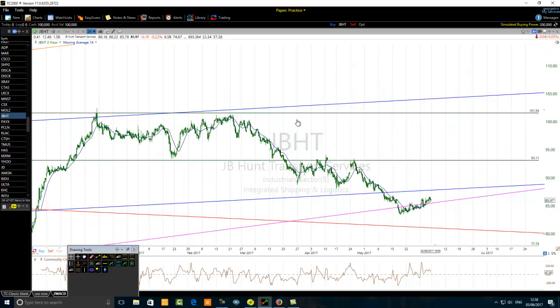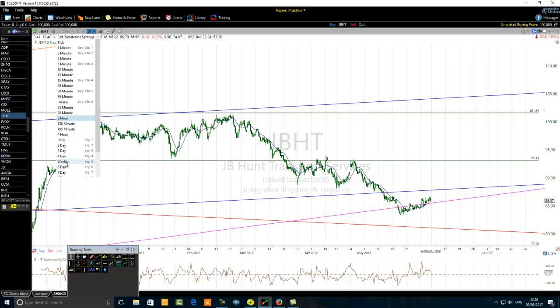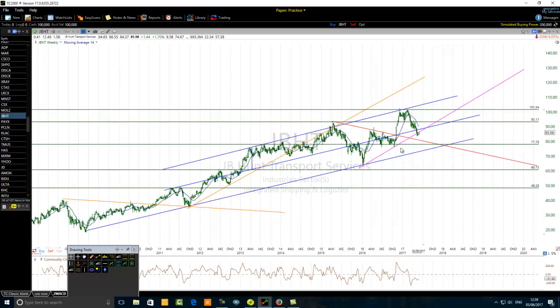So what I'm looking for, you see all these lines that I have on a 2-hour time frame, I have drawn them on a weekly chart. So you see now, you see the pink line, that's where we are now. If you go back to the weekly chart, you can know which line is that. This one, you see here.